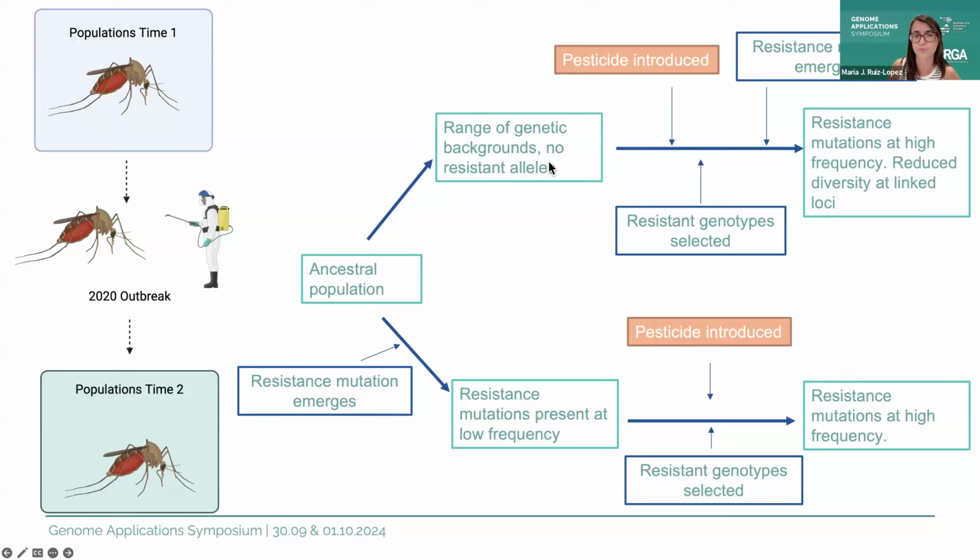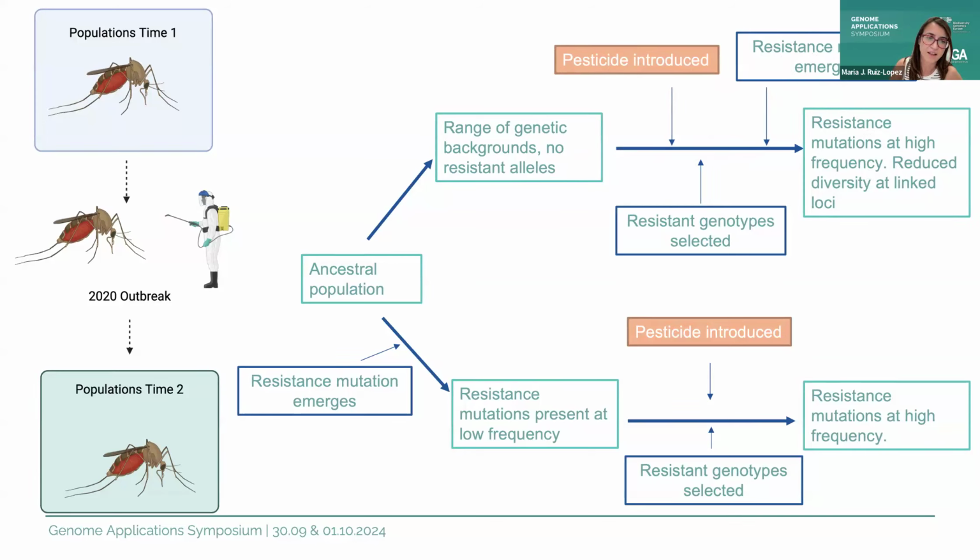And when the pesticide is introduced, those resistant genotypes are selected, and then the mutations are at high frequency in the population. When it is created de novo, as a result of the pesticide that is introduced, we have the resistant genotype selected after the mutation is introduced after the pesticide, and then we have resistance mutations at high frequency with reduced diversity at linked loci.